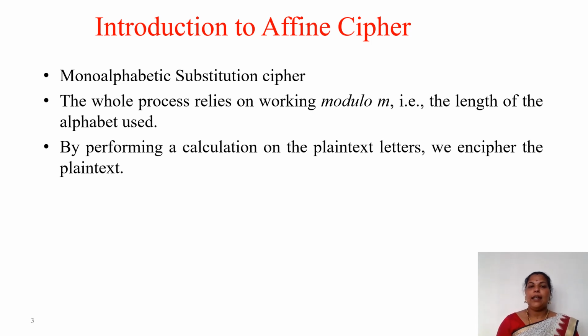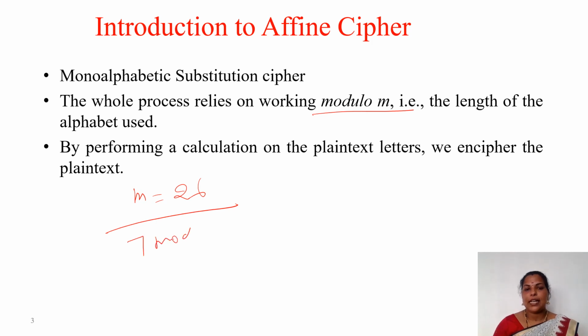Mainly, this affine cipher works on the principle of modulo m. Here m is the length of the alphabet used. Mostly m is 26 only. Say, for example, if you have 7 mod 26, then the answer is 7. Suppose you have 0 mod 26, then the answer is 0.